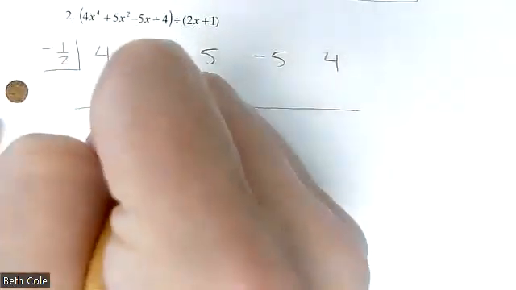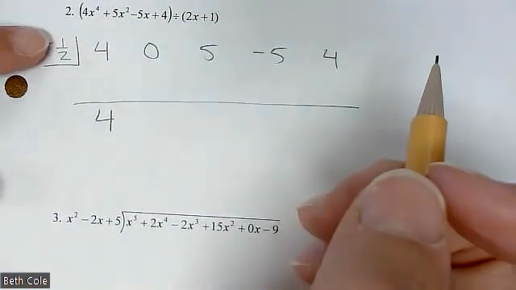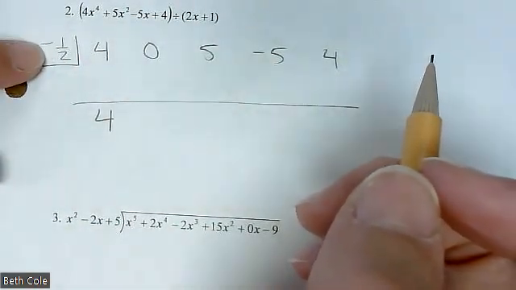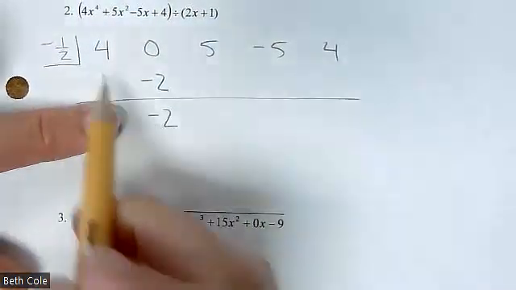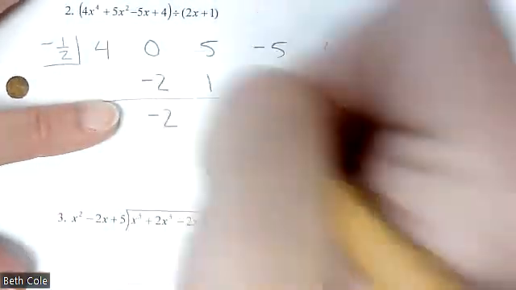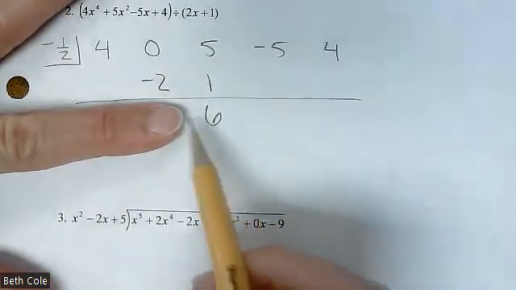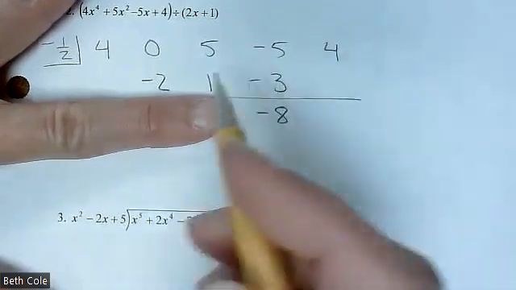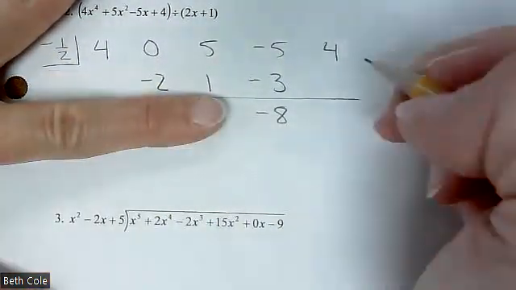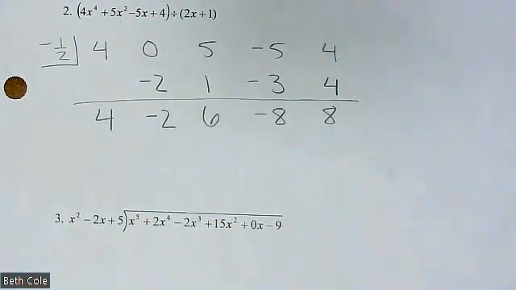Okay, bring down the first number. We're going to multiply, add, multiply, add, multiply, add. Half of 4 would be 2, but it's going to be -2. Add the column, you get -2. And do it again. Negatives will cancel. Half of 2 is 1. Add, you get 6. Half of 6 would be 3, but it's going to be negative. Add, you get -8. -1/2 times -8 would be 4. Add, you get 8.